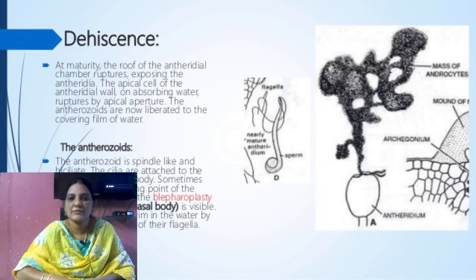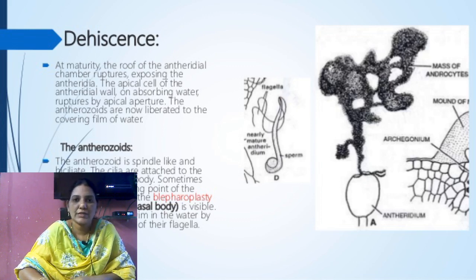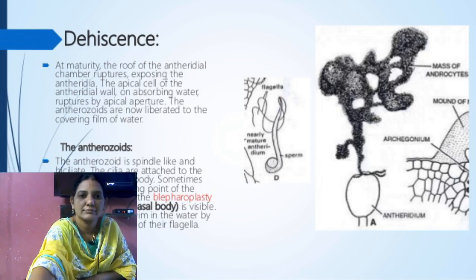First picture, we can see the first picture. This is the androspore, a spiral-shaped structure, and it has two flagella.